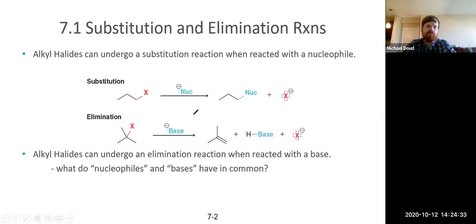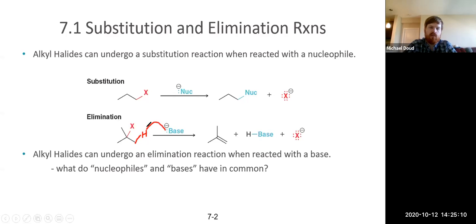Elimination, on the other hand, involves a base, and elimination is exactly what it sounds like. It's a way that you eliminate the halide from the compound. And what actually happens is a proton on a neighboring carbon is removed. The carbon that's bonded to the halogen is the alpha carbon. Any carbon that's bonded to the alpha carbon then becomes a beta carbon. Any of these beta hydrogens, any hydrogens that are bonded to the beta carbon, can be deprotonated.